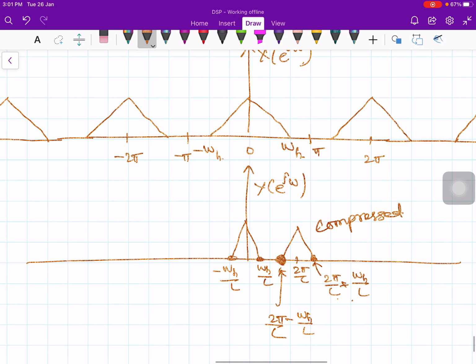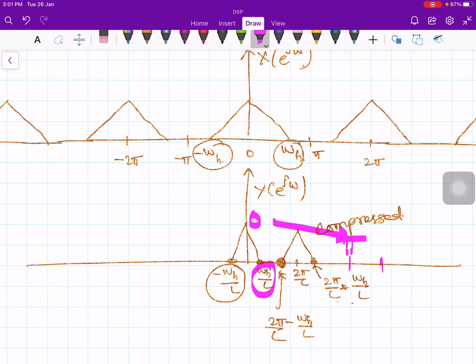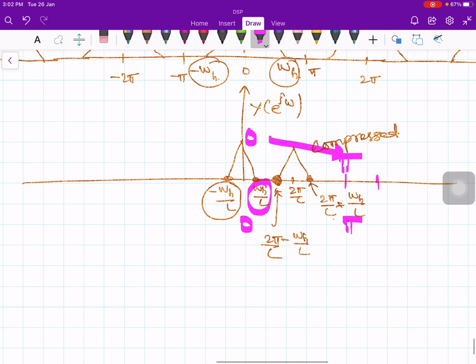Spectrum is compressed. So what existed between minus omega h and plus omega h is now compressed to minus omega h by L and plus omega h by L, and therefore up to pi. I mean from 0 to pi. This point is 0 and this point is pi, 0 to pi. How many such repetitions will be there? Obviously L minus 1 repetitions.